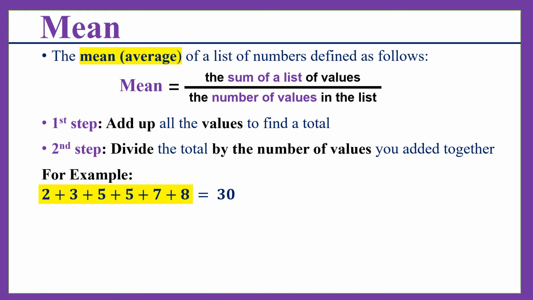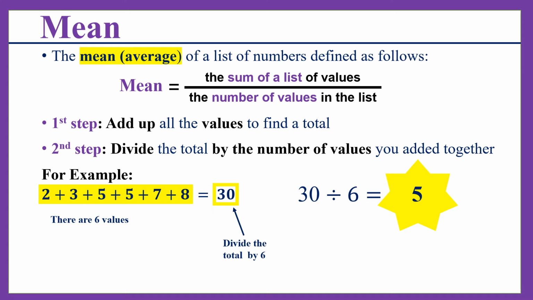For example, you are given a list of values and you need to first add up all the values to find the total. There are 6 values in the set and they all add up to 30. Now you need to divide the sum of the list of values by the number of values in the list. So we are going to divide 30 by 6, which will give us the value of 5. So the mean is 5.